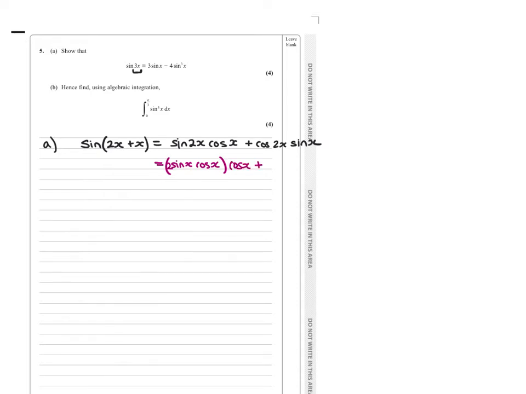Plus, do you know what, actually, everyone? I'm just going to, 1 second. I'm just going to move this here, but you all know it's the same, just so I've got my room. Okay, plus, and then we have, what is cos 2x?